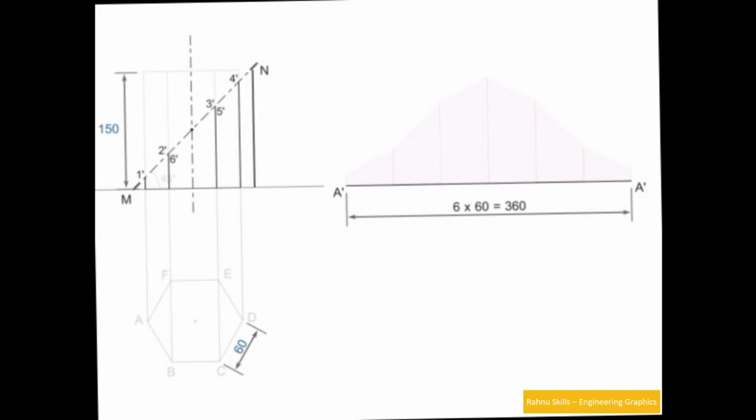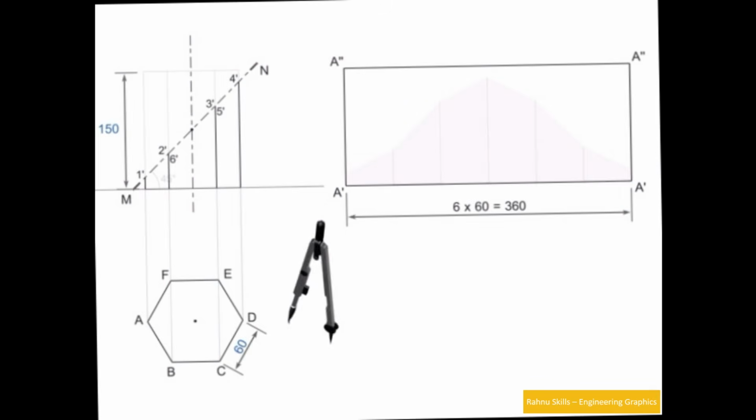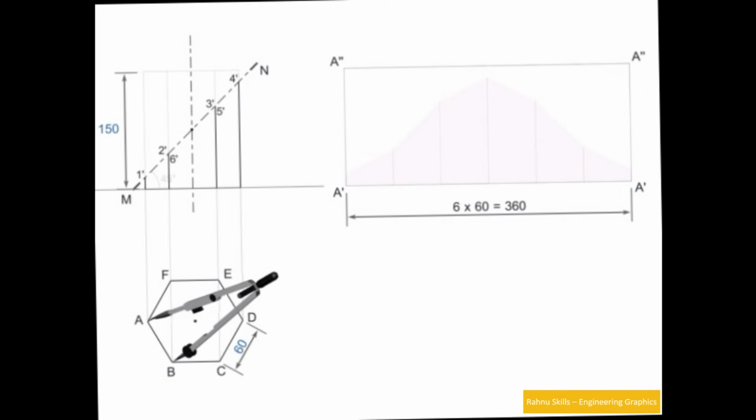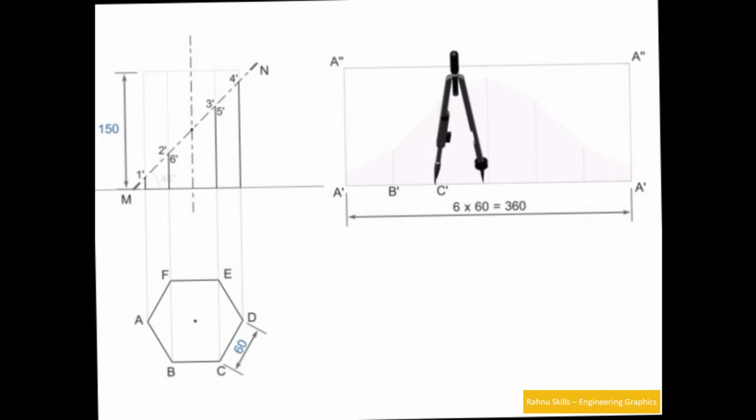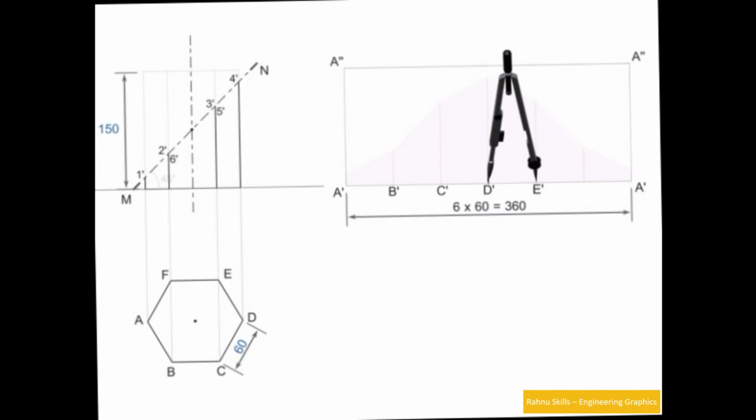In the developed area, no doubt we have the truncated object, still it will have a height of 150, which is required for the raw material, and on this side also. So we can say we need a rectangle of 360 by 150 to make this type of structure. I can show you here. I have marked the same 6 sides.